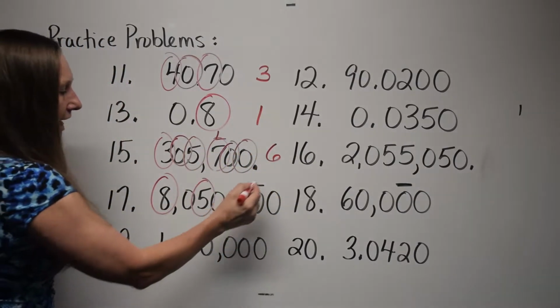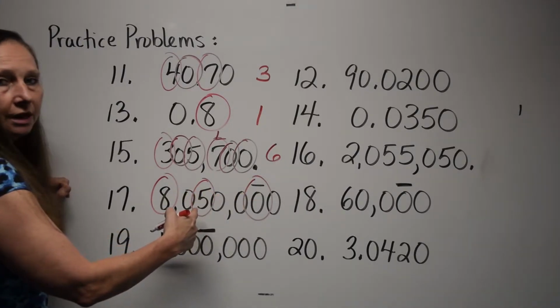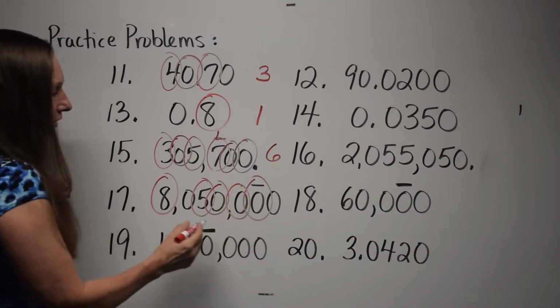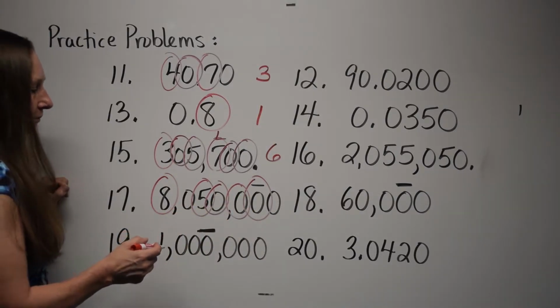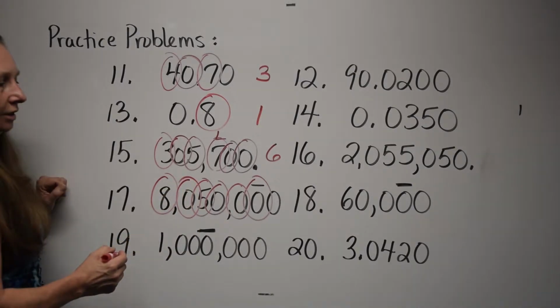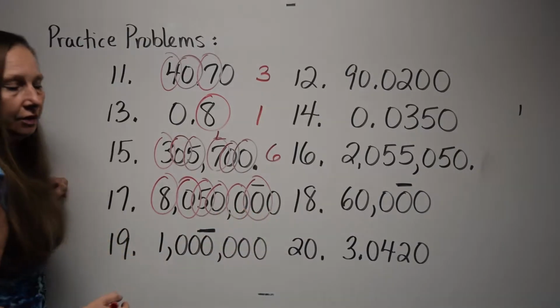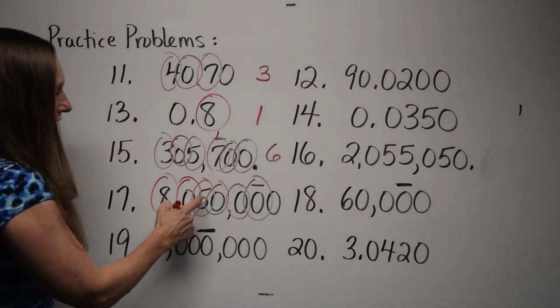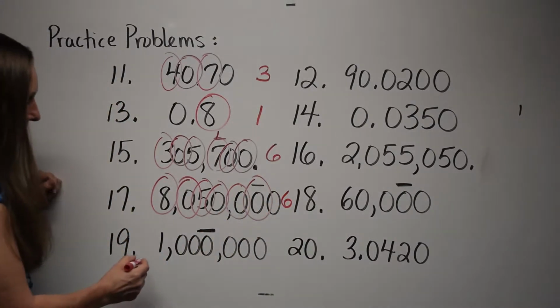Non-zeros and dashed zeros, okay, there he is. Zeros between non-zeros and dashed zeros. So these two zeros that are between the non-zeros and dashed zeros are significant. Zeros between are significant. Zeros before, there are none. Zeros after, only if there's a decimal. No decimal. One, two, three, four, five, six significant figures here also.